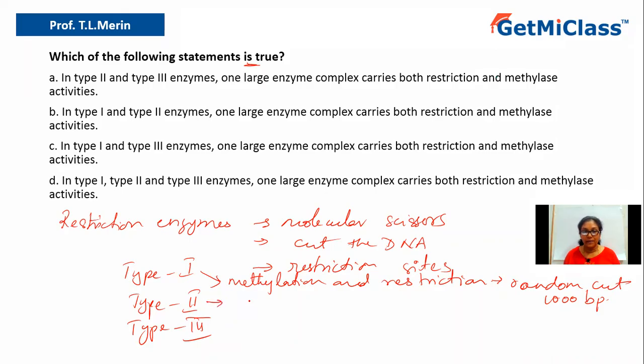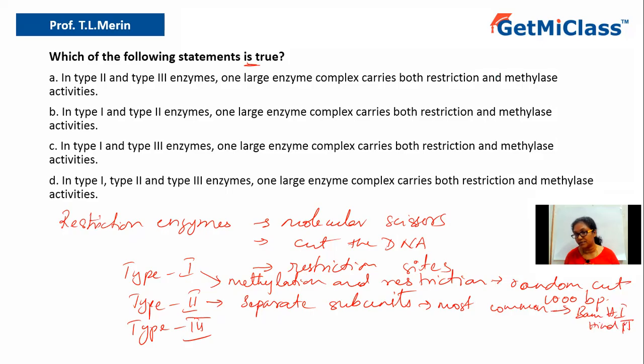Now type 2, here the methylation and restriction activities are present on separate units, separate subunits. Separate subunits carry methylation activity independently and restriction activity independently. And these are the most common type of enzymes. The best examples you would have heard about are BamHI, HindIII, etc. These are most common, that's why I'm giving you the example.